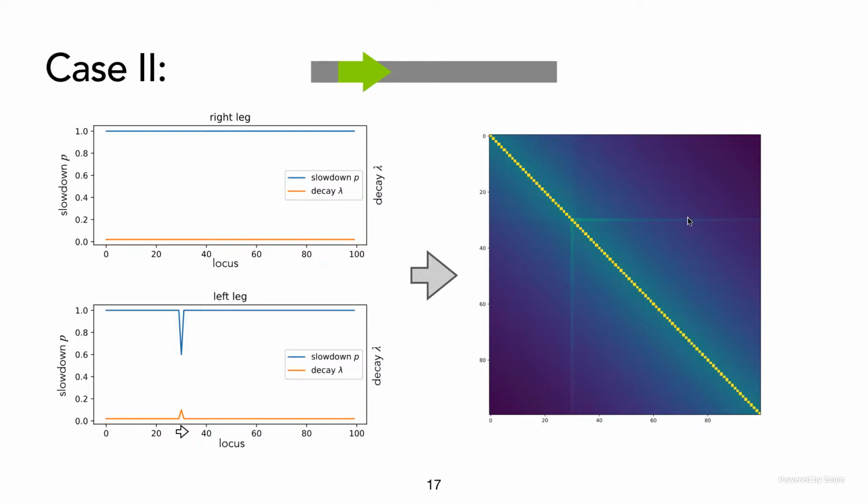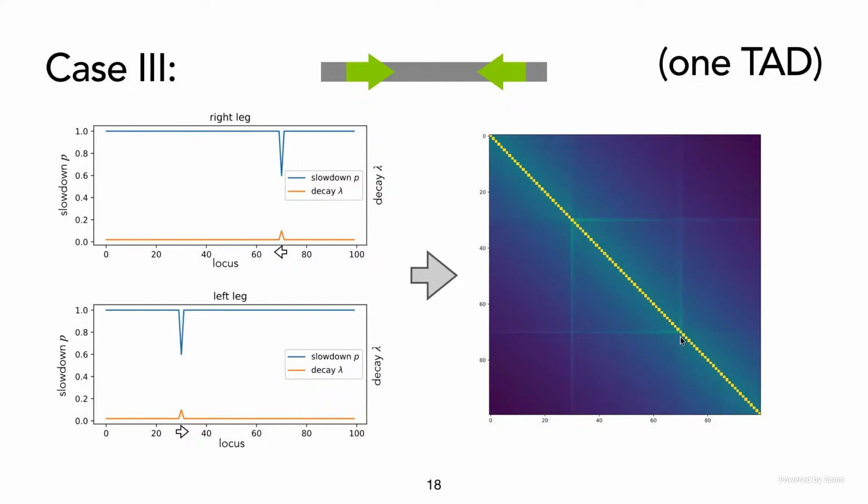Now if we add one more convergent control point, the one for the right leg, you see that we also observe all the features of the TAD. We see both of the arms, and we also see, I hope you can see it on the screen, a brighter point at the end where both legs of the cohesin are stalled, so the cohesin spends more time at that particular location.